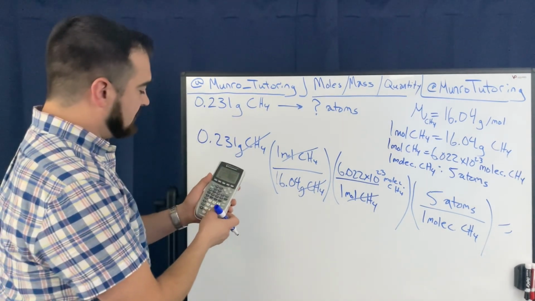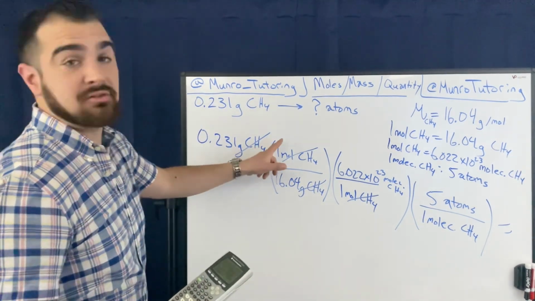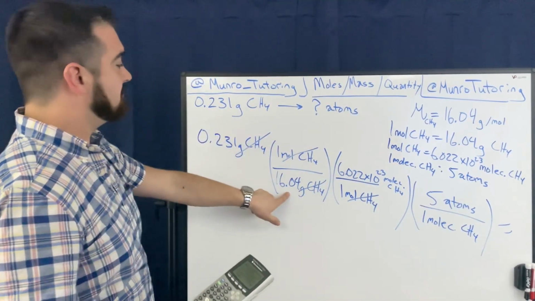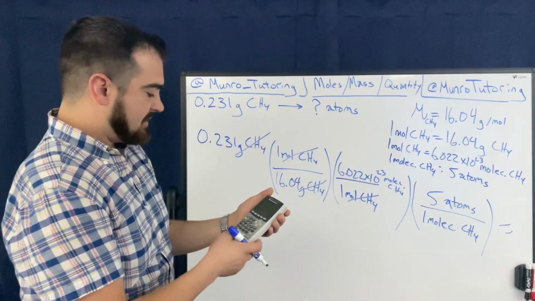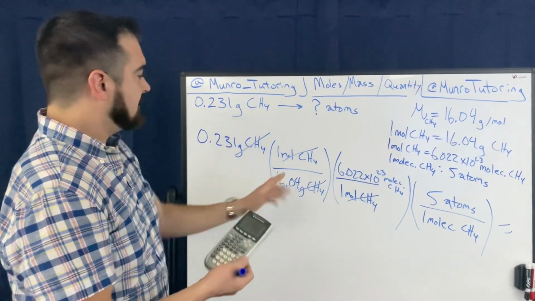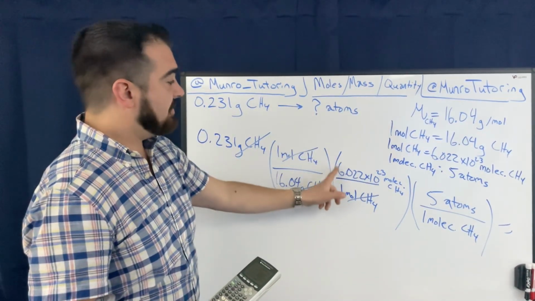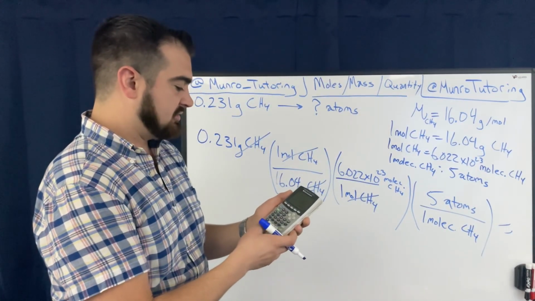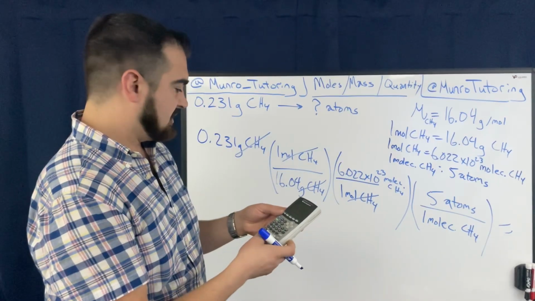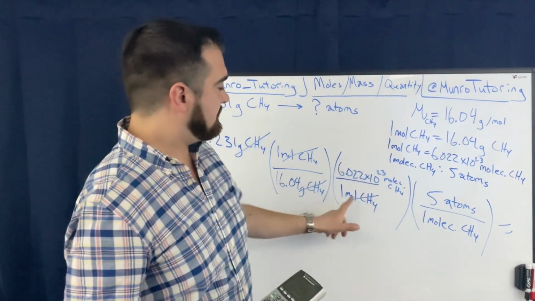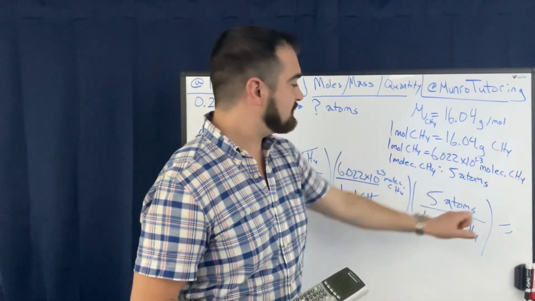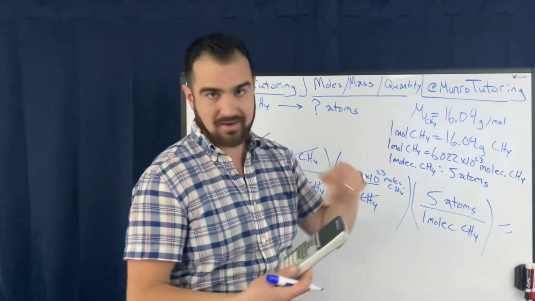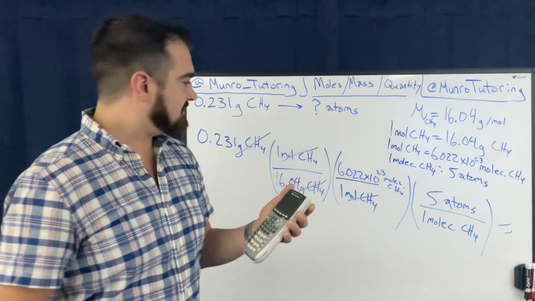I'm going to put in the 0.231. And then I don't type in the ones. I'm not going to multiply by 1, that's a waste of my time. So I'm just going to divide by the 16.04. And now I go to the next parenthesis. This is in the numerator, so now I'm going to multiply by Avogadro's number, so it's times 6.022 times 10 to the 23rd. And then, again, I'm going to skip the 1, and we get to our last parenthesis. There's a 5 in the top, so I'm going to multiply this by 5. Again, not going to divide by that 1. Let's hit enter and see what we get here.